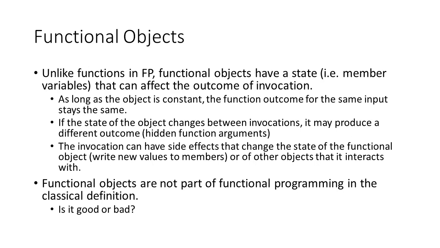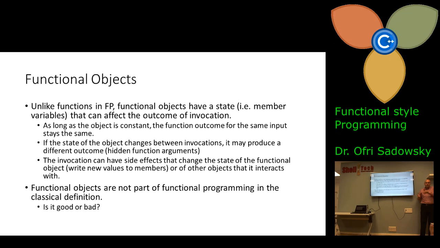I want to say something important. Unlike functions in functional programming, functional objects have a state. If it's a class and it has members, these members are the state of an object. Every instance can be different, and in many cases you can even assign different values to these members. So this is what is called a state. Therefore, if you invoke this operator parentheses multiple times, you may receive different outcomes every time. Of course, if the object itself is declared constant, then it doesn't happen.